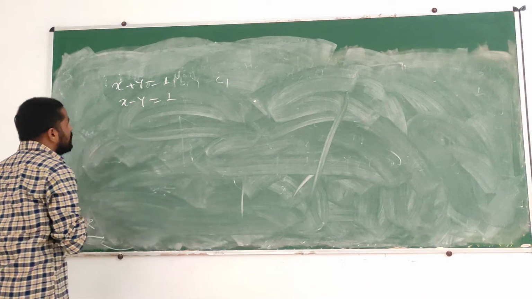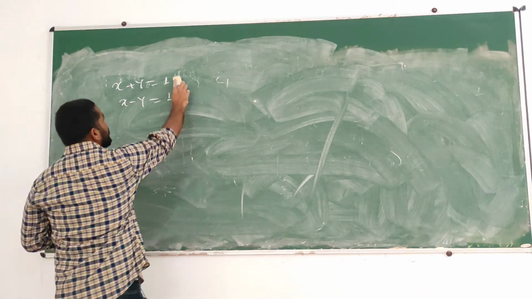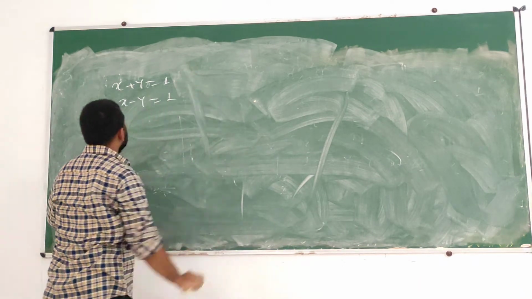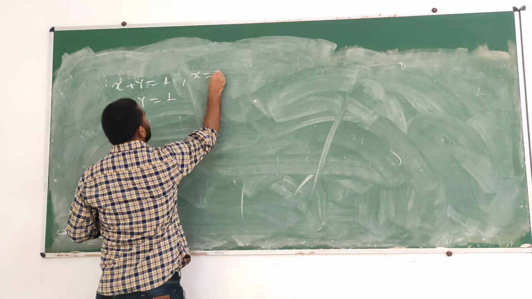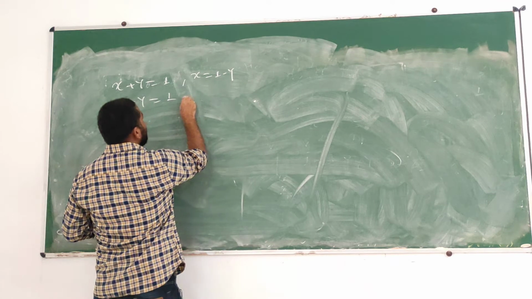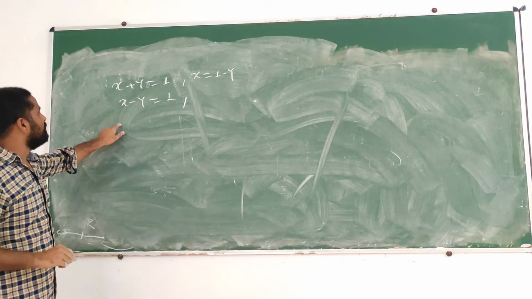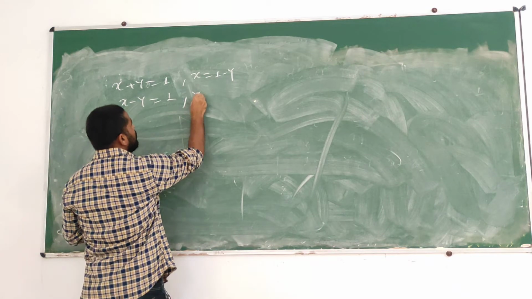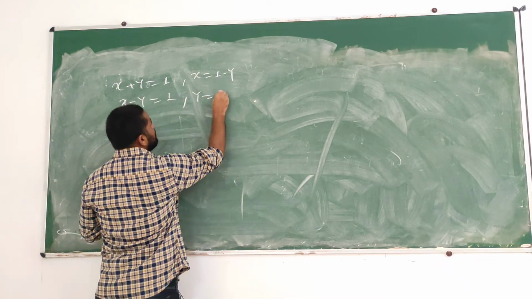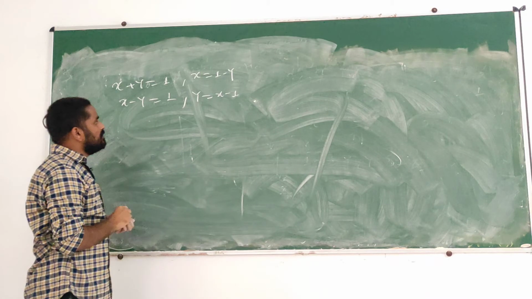This is the equation. Now what you need to do? Just express the first equation in terms of another variable. X is nothing but 1 minus y, and with the help of the second equation you express the second variable in terms of the first variable. Y is equal to x minus 1. This is the equation we got.